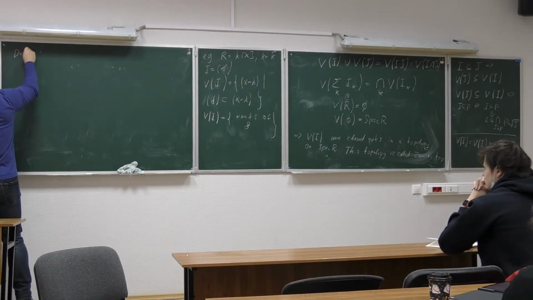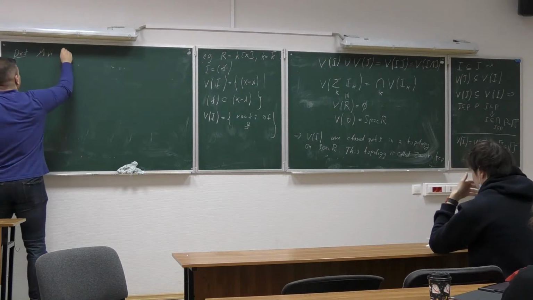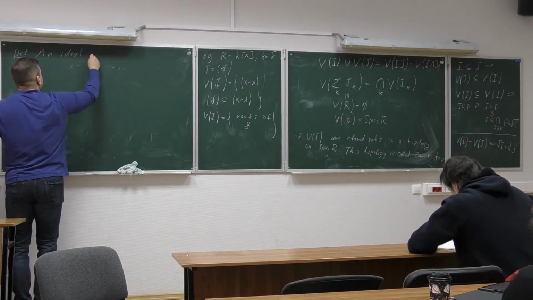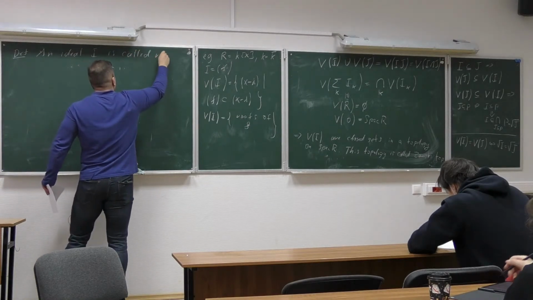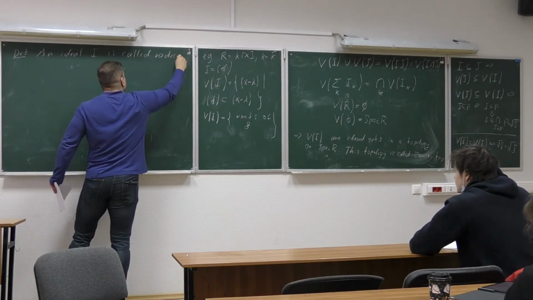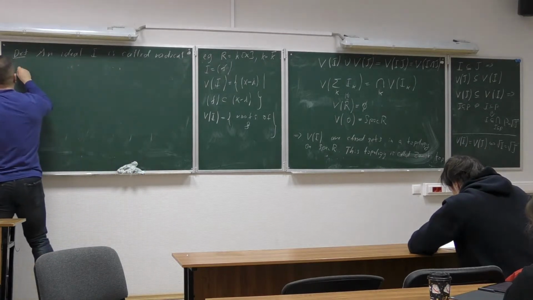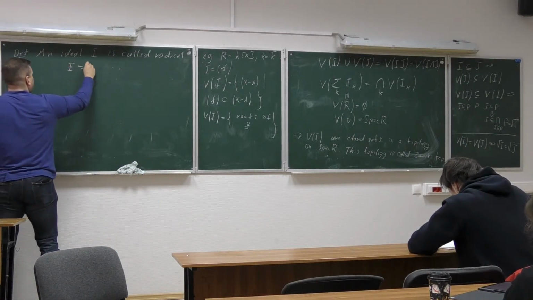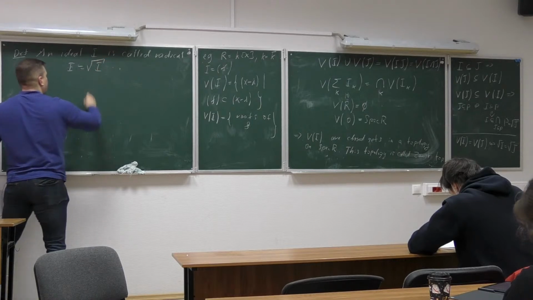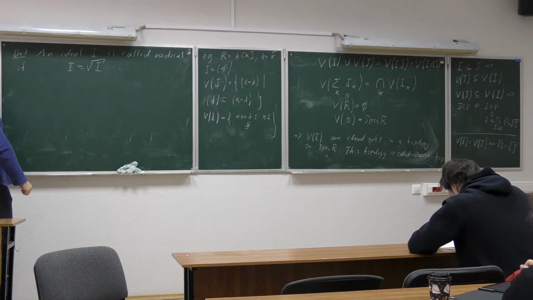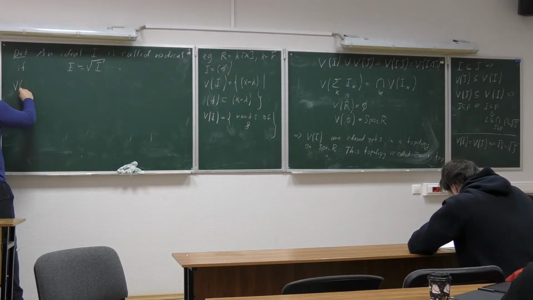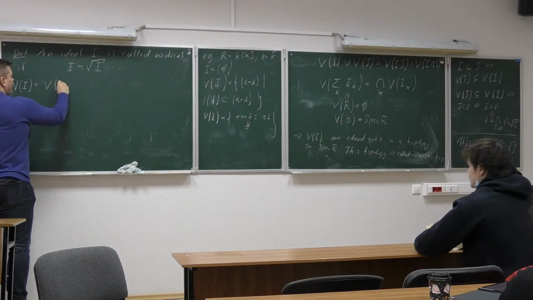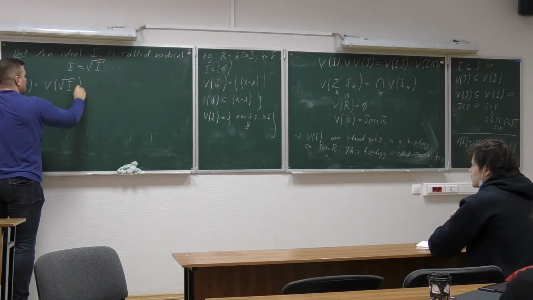So, definition: an ideal I is called radical if I is just equal to its radical. So for example, we see that if you apply V to the ideal or you apply V to the radical of this ideal, you'll get the same thing.